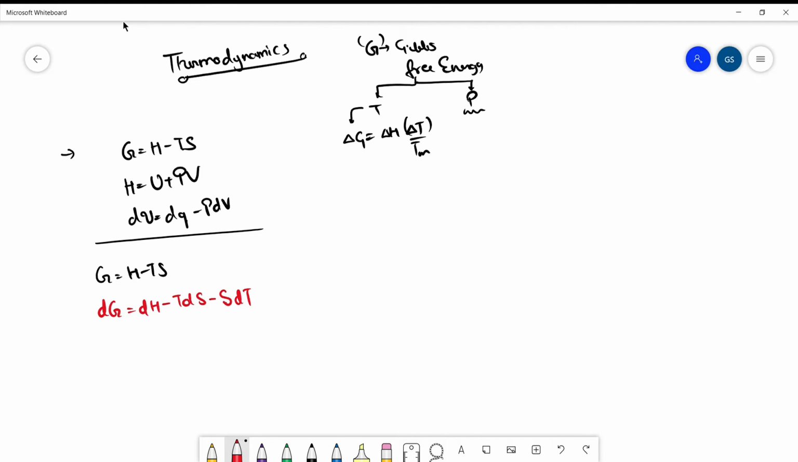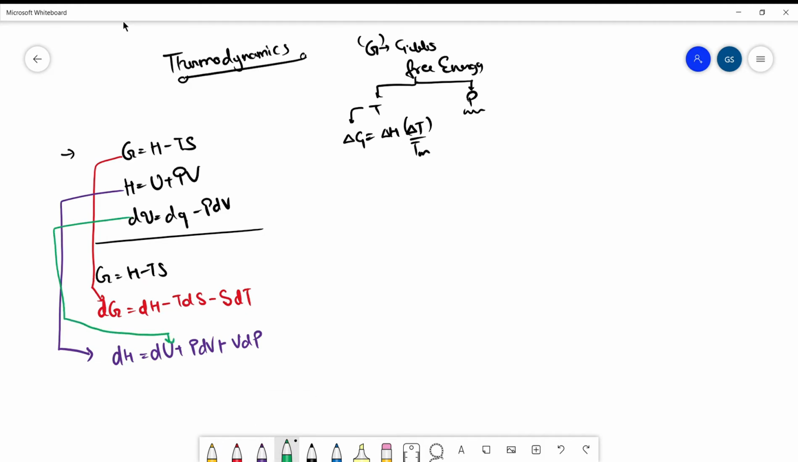Now let's take the differential of H. So the differential of H will be dH equals dU plus PdV plus VdP, and dU is already known to us. Let us substitute that inside. Substituting dU, we get dH equals dQ minus PdV plus PdV plus VdP. PdV gets cancelled out. We get dH as dQ plus VdP.